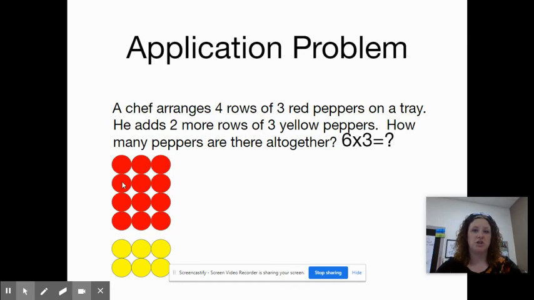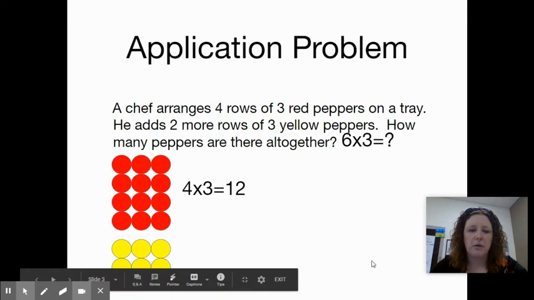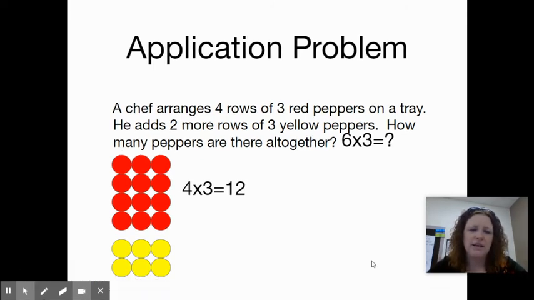I can see 2 equations. Do you see them? Good. So the equation that I'm going to write for the red section of my array, I have 4 rows with 3 in each row. That's 4 times 3, and I know that equals 12. 4, 8, 12. I counted the columns, but I know how to skip count by 4s. So now I'm going to write my equation for the yellow part of my array. And I did go ahead and leave a little gap in there when I made that, just because it helps me see the colors a little better.